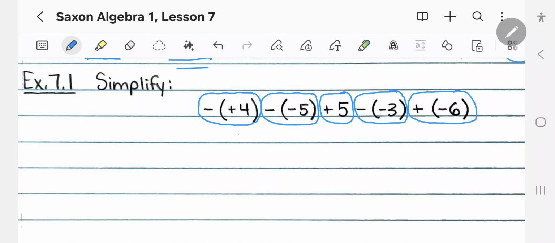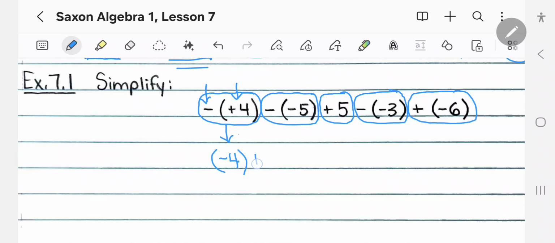Okay, there's lots of different ways of thinking about these, but I'm going to show you this way that, if you're struggling with it, if this is new to you, it should work for everybody. Okay, so let's just simplify each little part. Let's think of this as the opposite of positive 4, which would be negative 4.